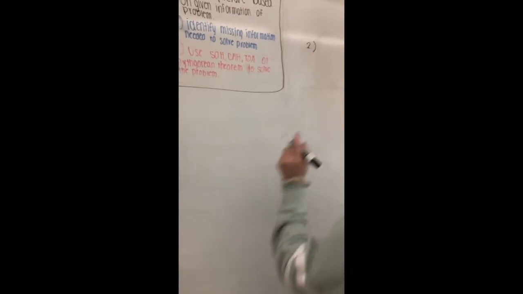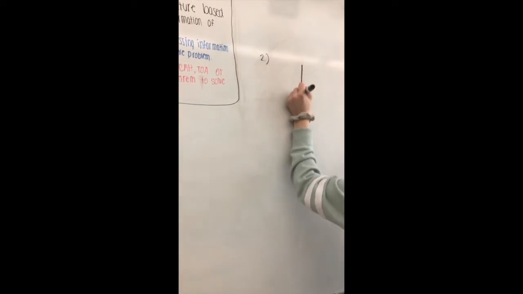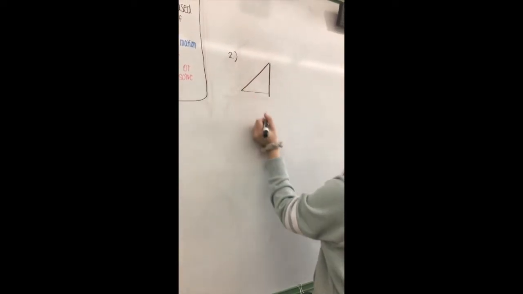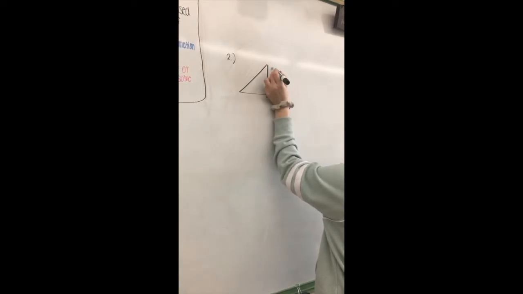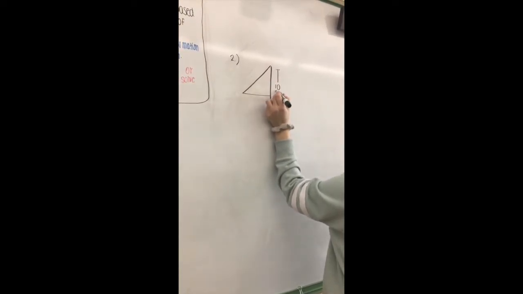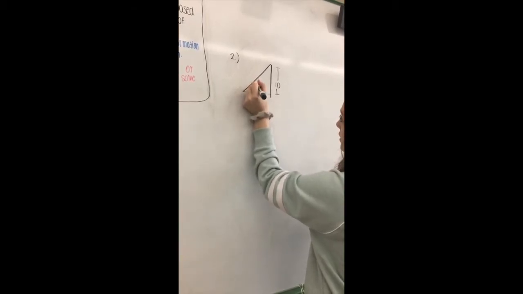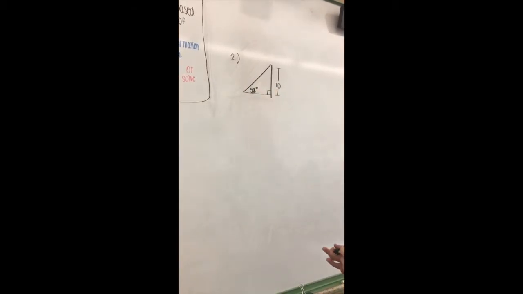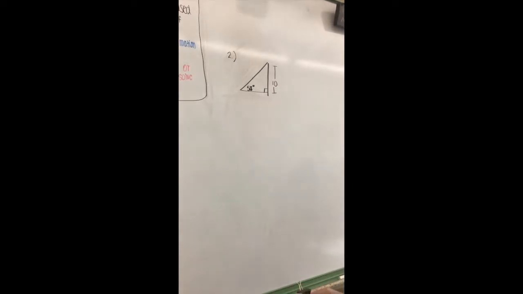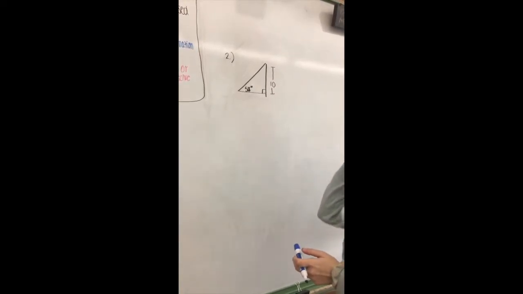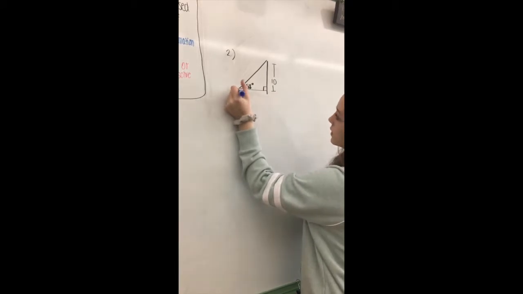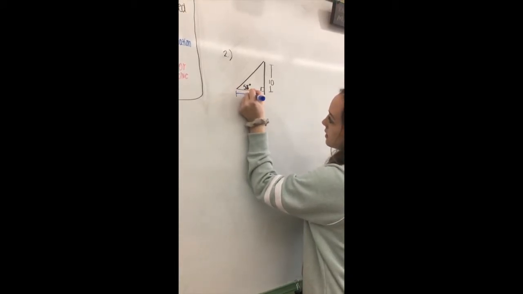Problem 2. Find the shadow cast by a 10-foot lamppost when the angle of elevation of the sun is 58 degrees. So for your first step, you're going to draw your triangle and draw what's given. So your height is 10 and your angle is 58 degrees. For your second step, you need to identify the missing information that's needed to solve the problem, which is x.